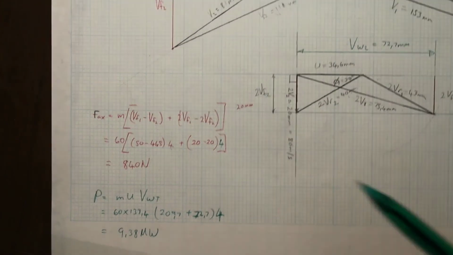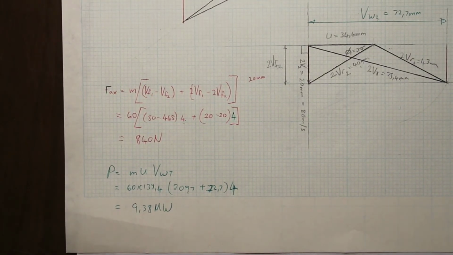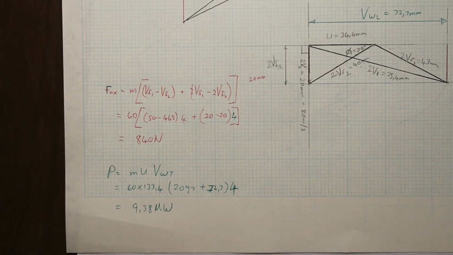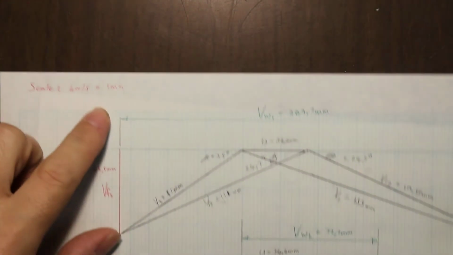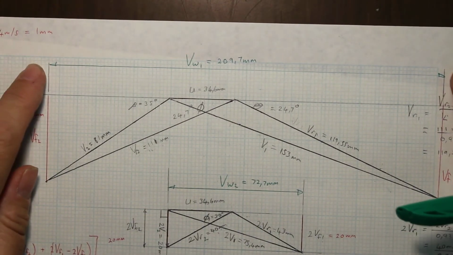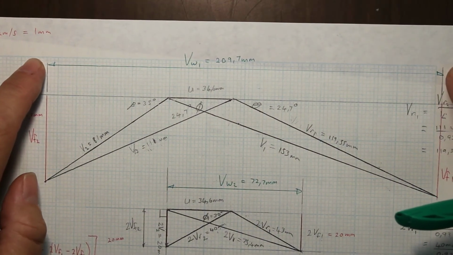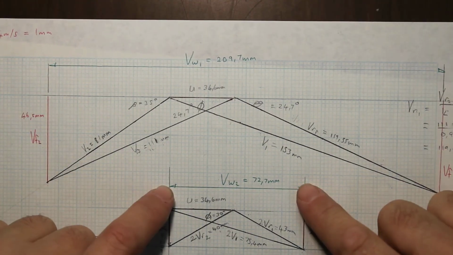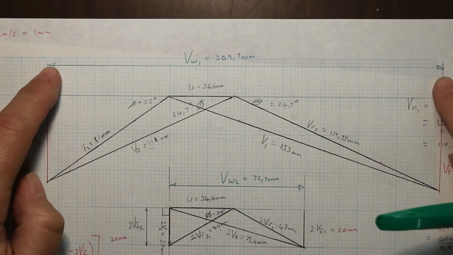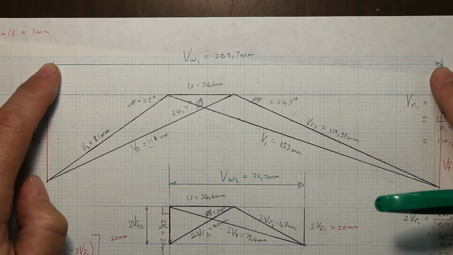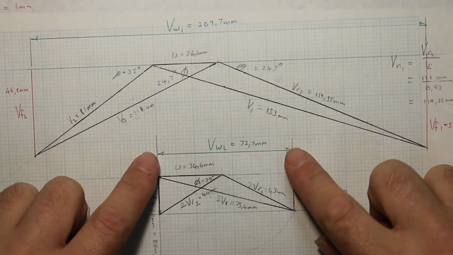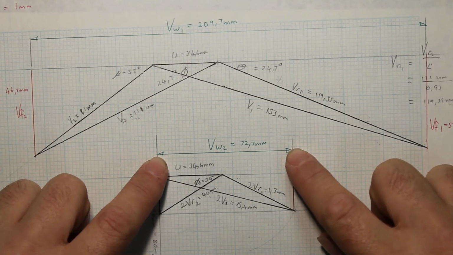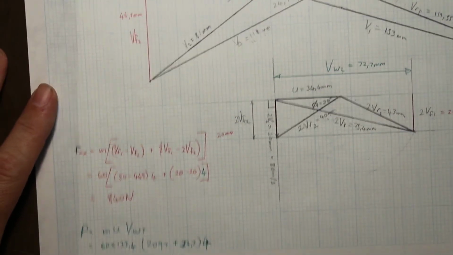Very simple. And then the power is also very easy to get. For the power, we're looking at not the velocity of the flow, but the velocity of whirl. The velocity of whirl is what's actually causing the turbine to turn. So that's this one here, the velocity of whirl for the first and the velocity of whirl for the second. Again, you have to measure that. I got 209.7 millimeters for the first, and for the second row, I got 72.7 millimeters. And you have to multiply that as well by the scale.